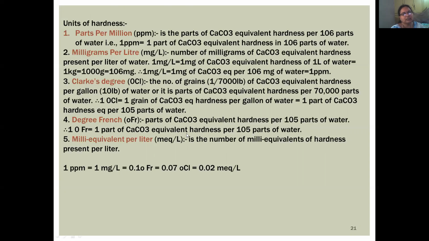Then how is hardness expressed? Hardness is always expressed in terms of calcium carbonate equivalents. Why? Because its molecular weight is 100 and it is the most precipitated out in water treatments. Whatever water treatment you do, calcium salts precipitate out as calcium carbonate. That is why we express hardness in terms of calcium carbonate equivalents. So please remember that for hardness expression we use calcium carbonate equivalents, and for units it is parts per million or mg per liter.